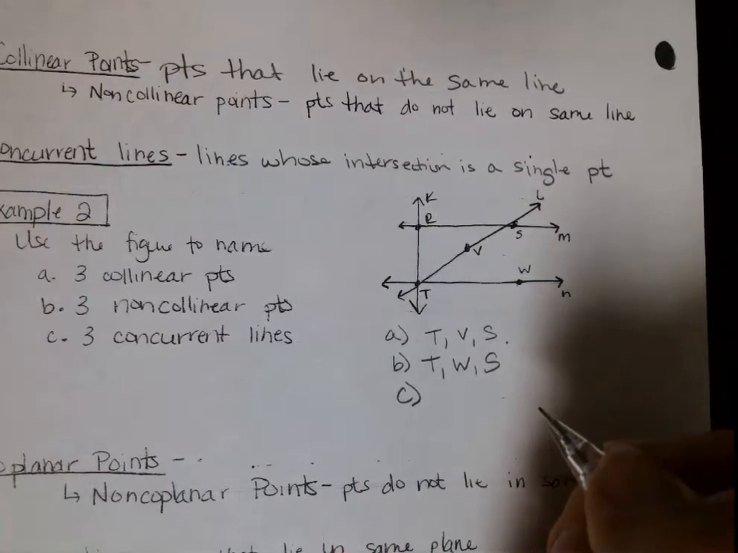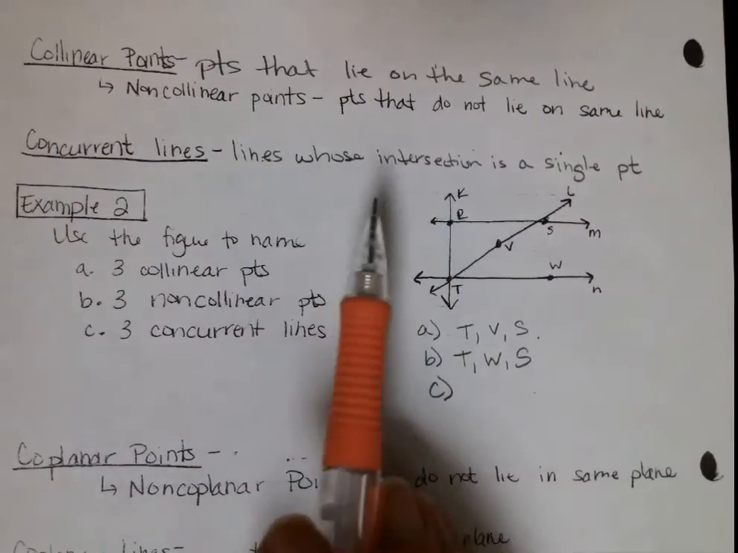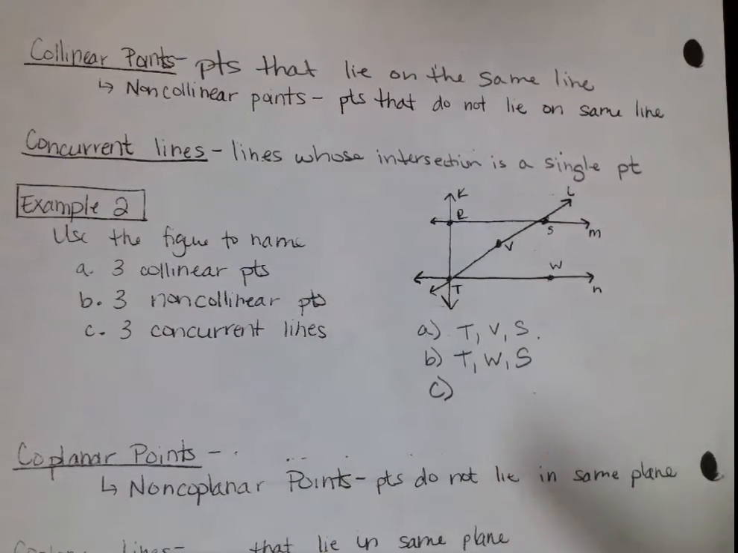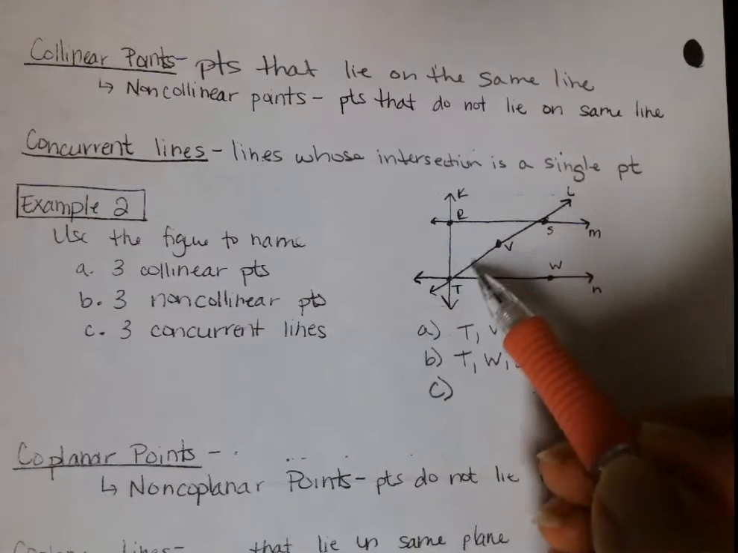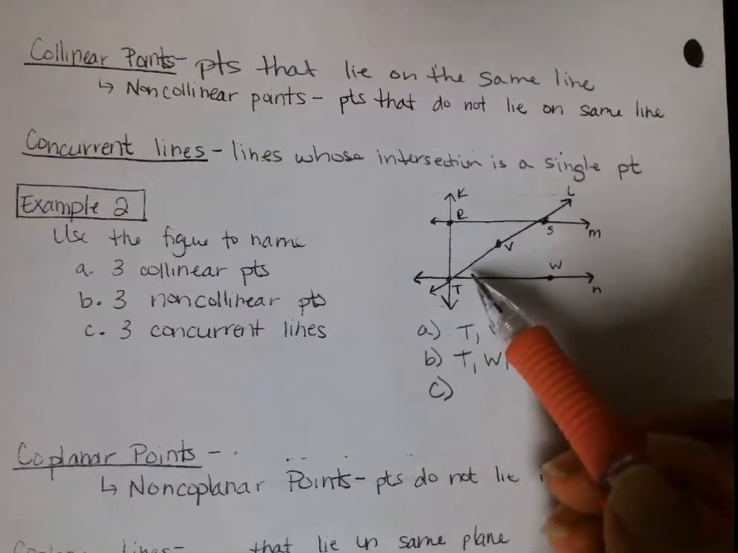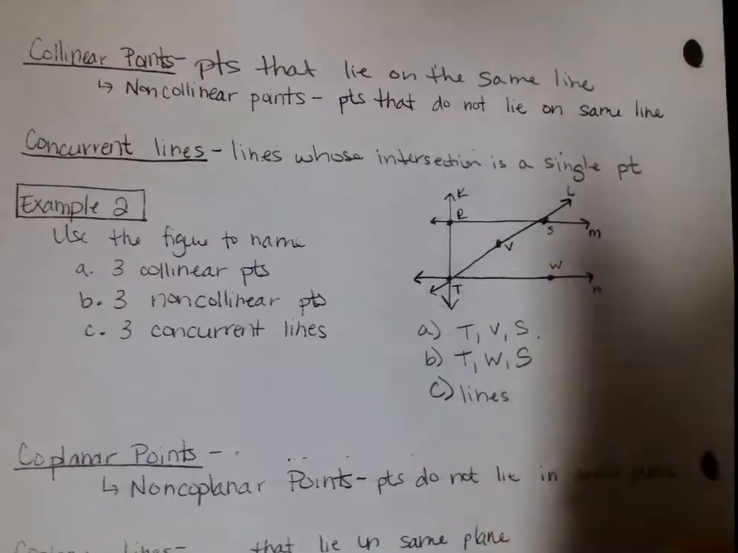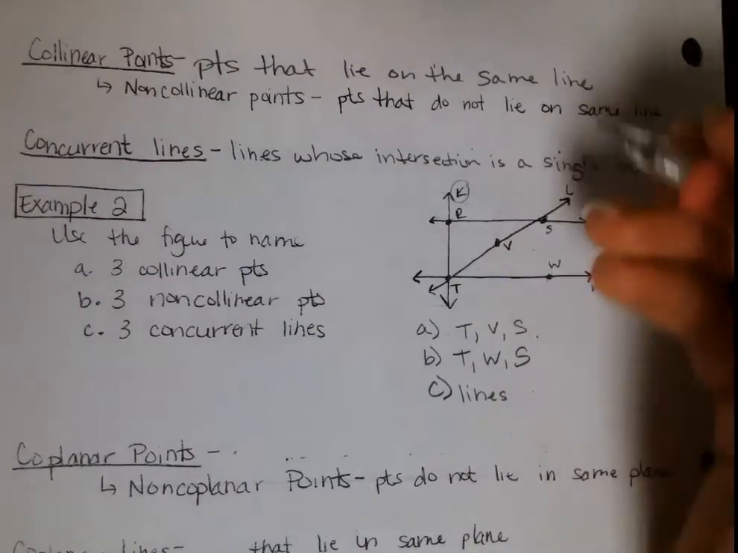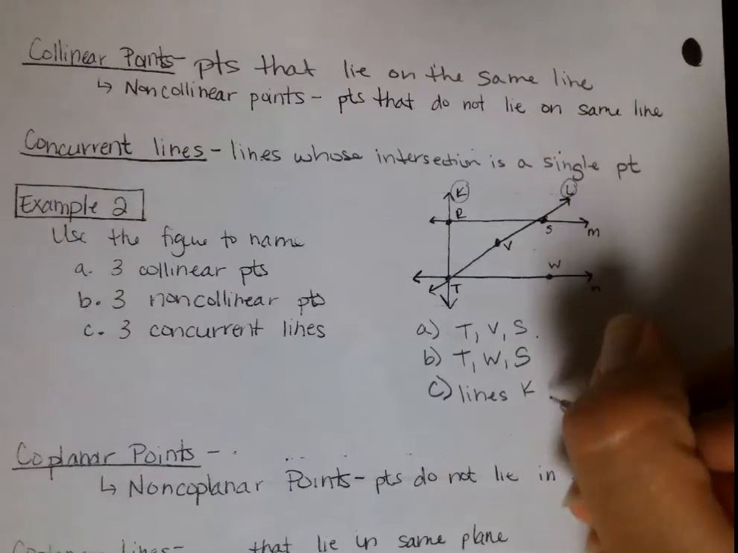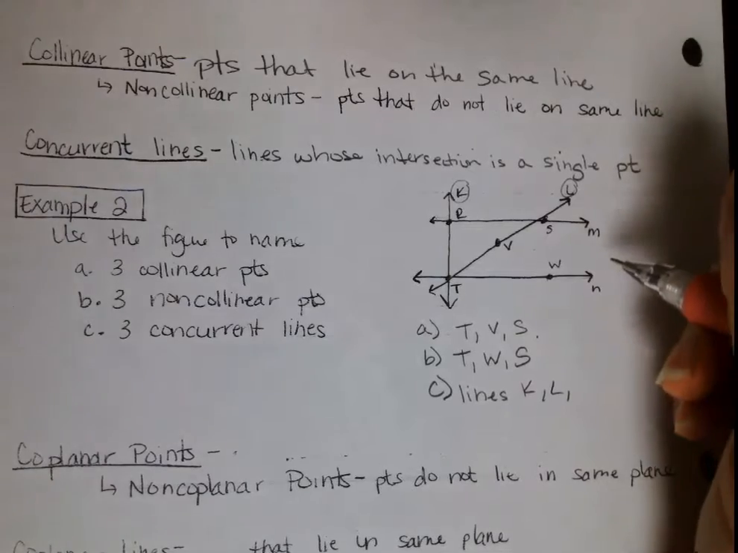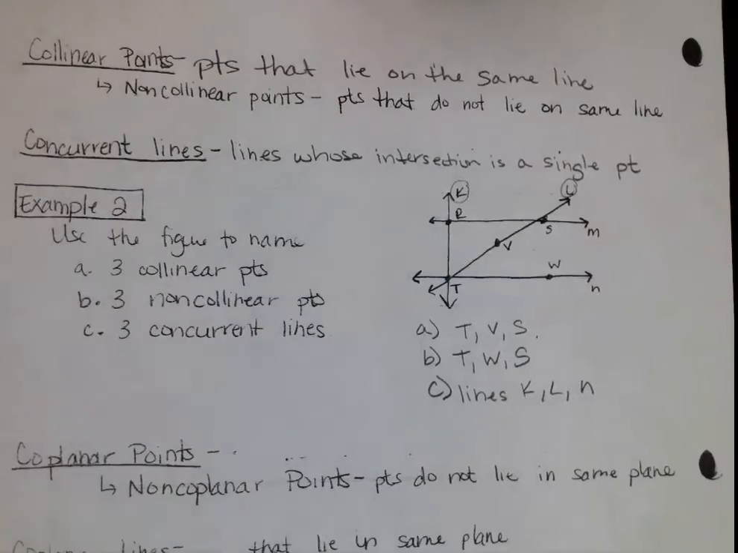All right, and C, 3 concurrent lines. Concurrent lines are lines whose intersection is a single point. So we want 3 lines that come together. Well, S has 2 lines that come together. V doesn't have any. T does have 3 lines. So this is going to be lines K, that's this one, line L is this one, and line N. Those would be our 3 concurrent lines.